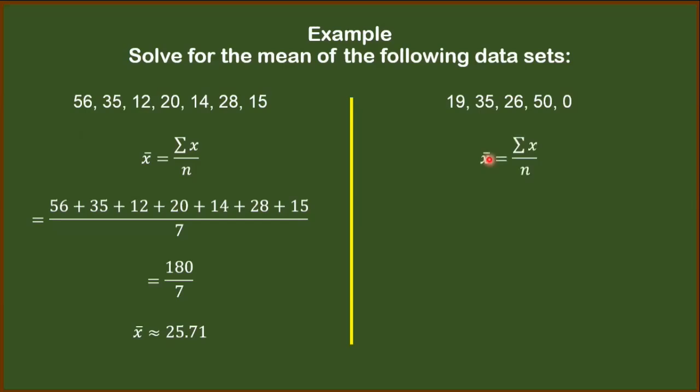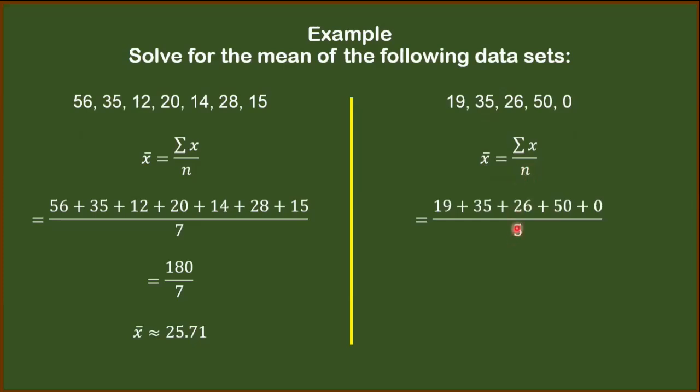Still, we will use this formula. X bar is equal to the summation of x over n. However, the question is this 0 data. Should we include this or not? As I've said earlier, mean involves all the dataset, meaning 0 is included.